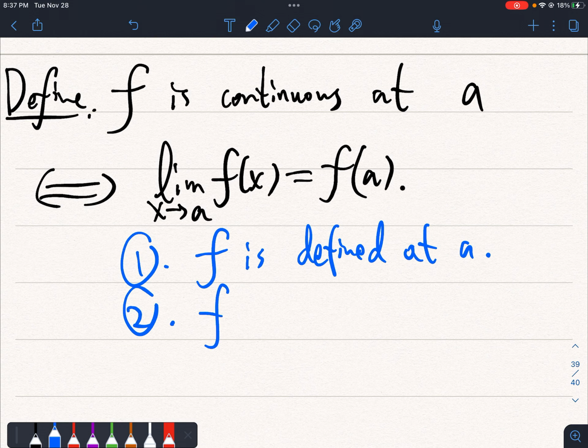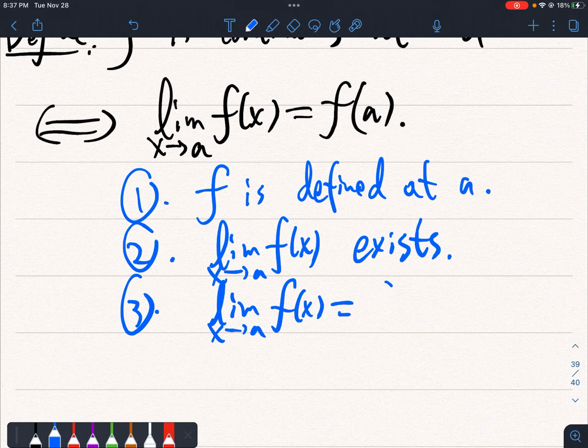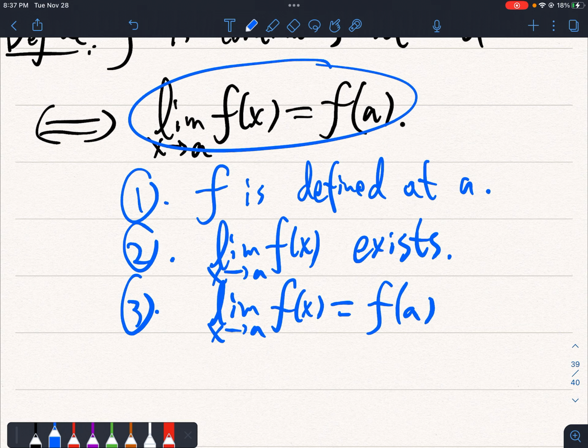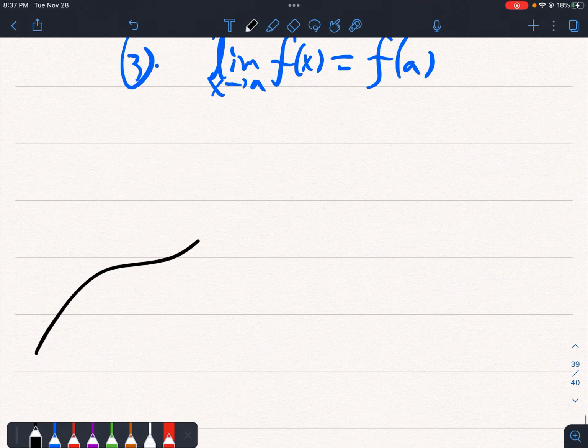The second thing is that it has to have a limit, so we want this limit to exist. And the third thing is that they coincide. So you can see that this is not an easy thing. You want the limit to exist, you want the function to be defined at this point, and you want the limit to coincide with the value at this point. So this is what it means.